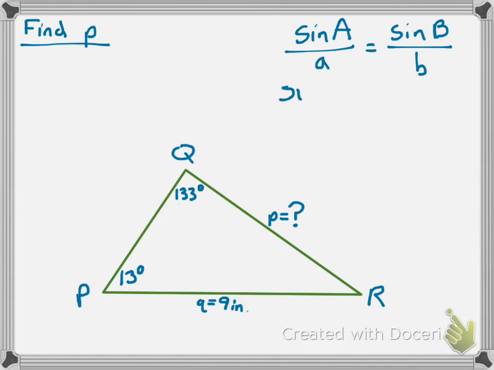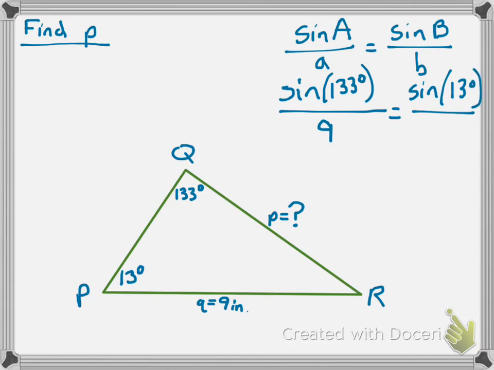This would be sine of 133 degrees over 9, and that's equal to sine of 13 degrees over its opposite side, which we don't know, which we'll name as P. Alright, and now in this case it's just an instance of cross multiplication. Okay, we can use that to solve these two fractions, so let's do that real fast.